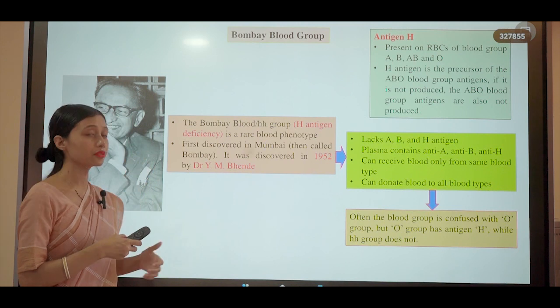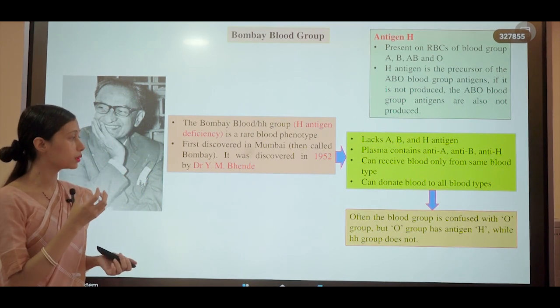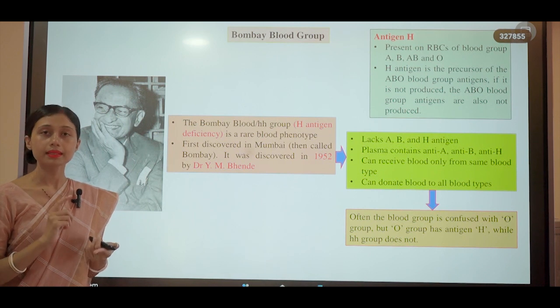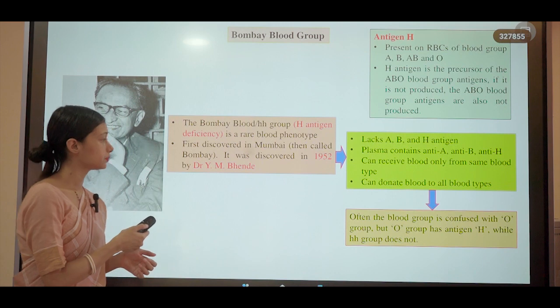Sometimes this blood group is confused with the O blood group, but in the case of the O blood group, the H antigen is present, whereas in the case of the Bombay blood group, the H antigen is absent.